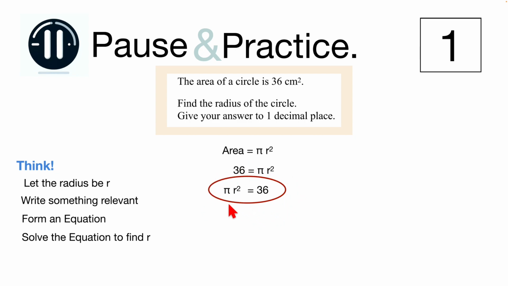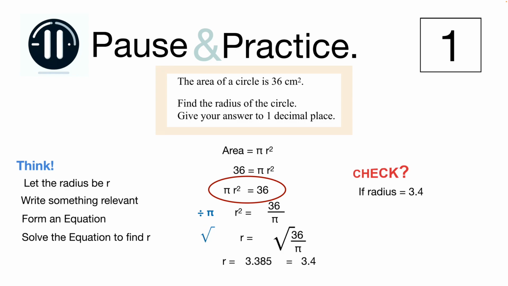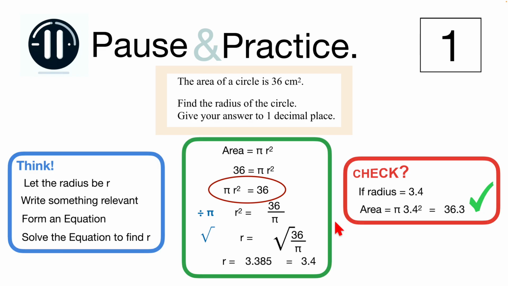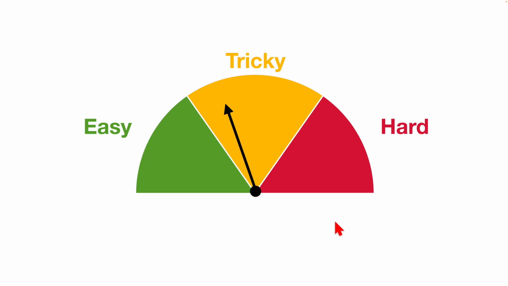I'm going to make r the subject, divide by pi, and square root. R equals the square root of 36 divided by pi. R is equal to 3.385, and that to one decimal place is 3.4. Have a quick check. If the radius is 3.4, the area is pi times 3.4 squared, 36.3, close enough. It's obviously not quite 36 because we have done a rounding. So we had a think, we did a calculation, and we checked it. Now, I think that's taken something that's tricky and hopefully made it easy.